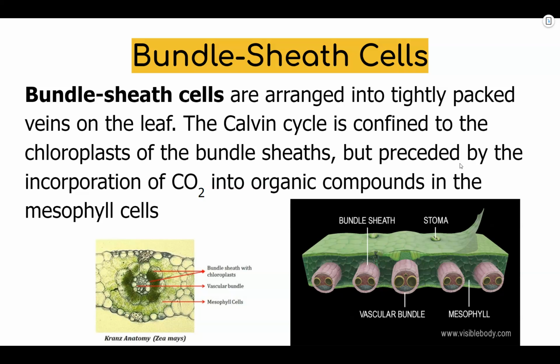Our bundle sheath cells are really tightly packed into our plant tissue, and they are where the Calvin cycle happens. The light reactions still happen in our mesophyll, but they send everything into the bundle sheath cells to get stuff done.